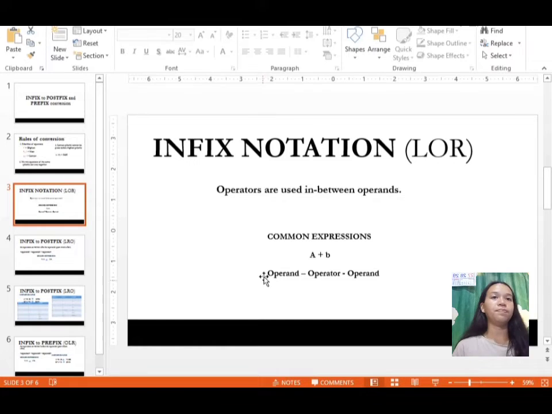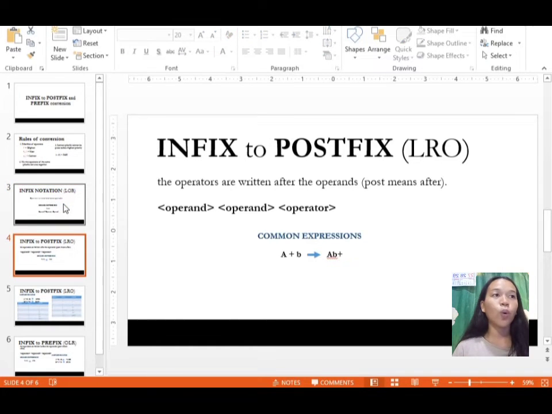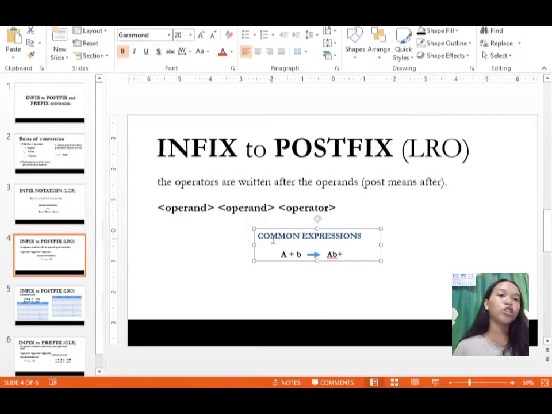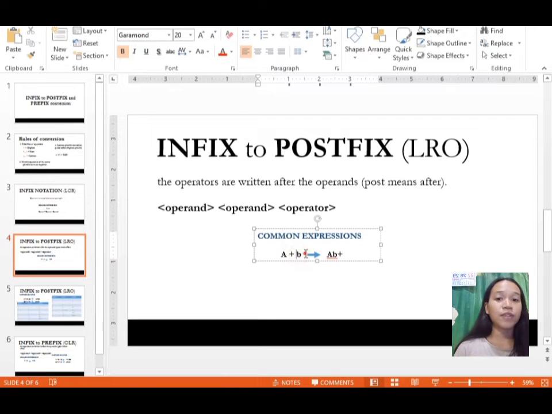Now let's move on to infix to postfix conversion, or LRO, meaning left operand, right operand, operator. In this conversion, the operators are written after the operands. Post means after. So all the operators are written after all the operands. This would be the basic syntax: operand, operand, operator. Its common expression would be the same as the example I provided in infix notation, which is A plus B. If we convert it to postfix notation, this would be the answer: AB plus.